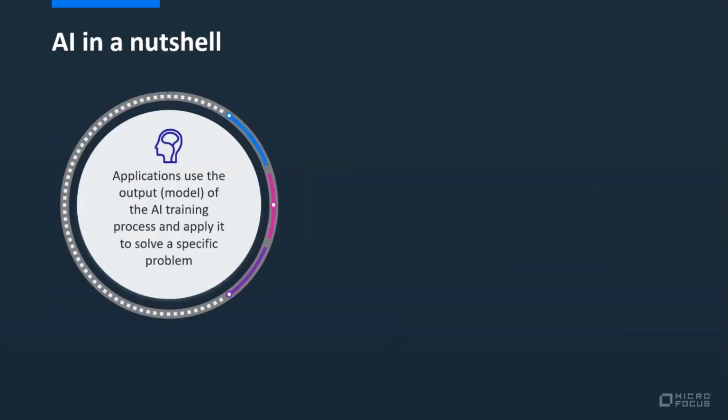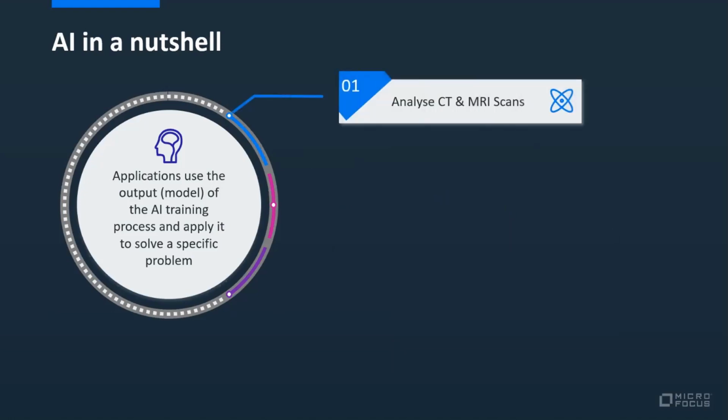Now, once the AI engines are ready, there are applications that use the output of the AI training and apply it to solve a very specific problem. A specific problem can be, for example, analyzing CT and MRI scans. So now you can imagine that in order to create such an AI engine, we need to feed the deep learning algorithms with, I would say, millions of different CT and MRI scans, which we tag in advance and say exactly what we see in them. And the AI engine in the training process will eventually be able to predict, given a new CT or a new MRI, what exactly is happening with this specific image.